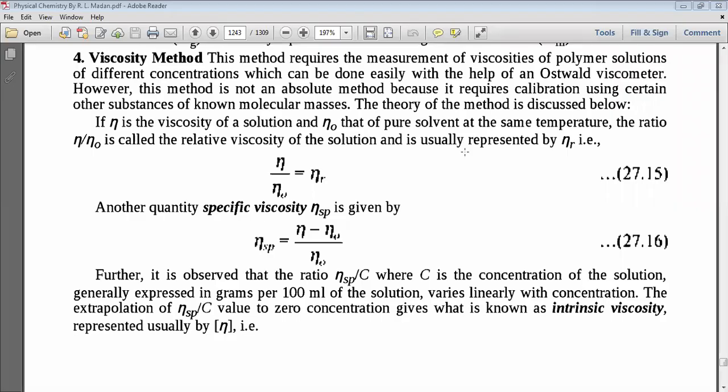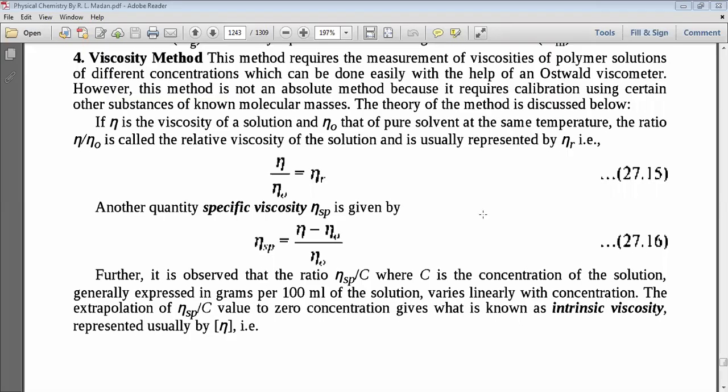Good afternoon to all. In the last class I discussed different methods for determination of molecular weight of macromolecules. Today I will discuss a few methods. First one, the viscometric method, that is the viscosity measurement method.